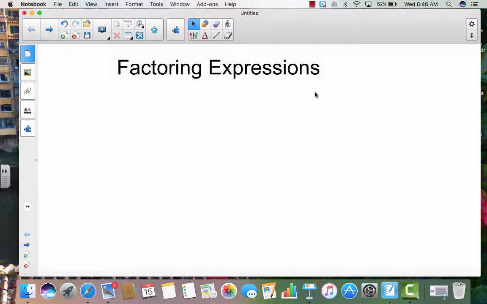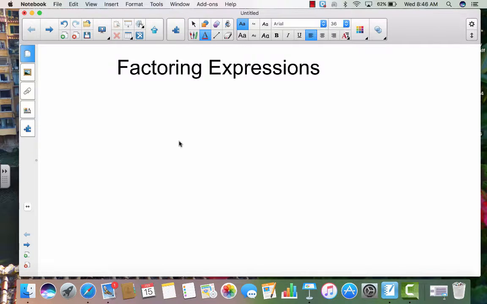In today's lessons, we are going to learn how to factor expressions. You guys each have a note sheet with you. I'm going to ask you to not write anything on that note sheet yet. I just want to give you an example of what we're going to be learning, and then you'll have plenty of chances to write this down.